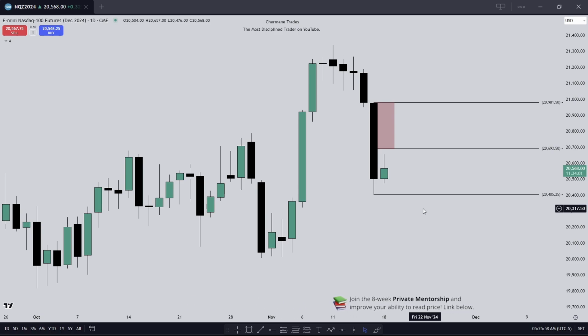So hopefully this helped a little bit with bias and narrative, and you can use this information to help frame trade ideas on whatever time frame you choose.